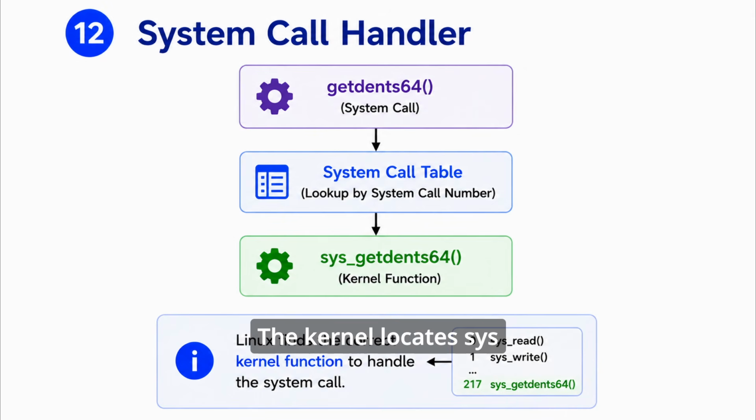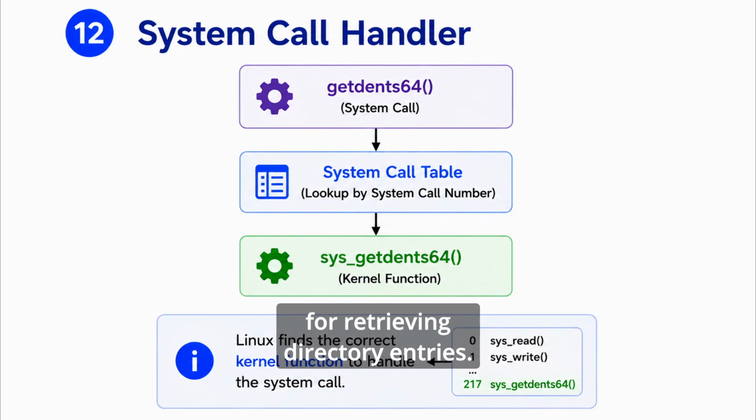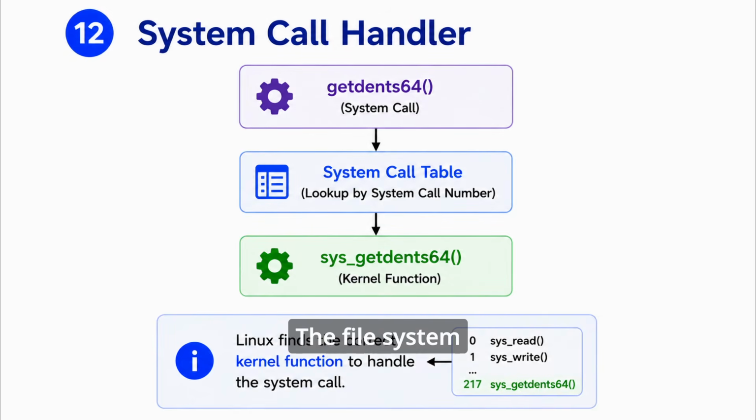The kernel locates sys_getdents64. This function is responsible for retrieving directory entries. The file system subsystem is now engaged.